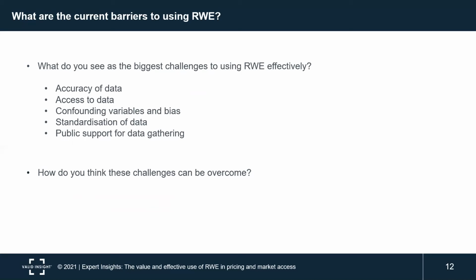Can we come to some practical conclusions here? Say, this is what I would trust from real world evidence. This is what I would not trust. This is what I need to see when I see real world evidence. This is what really makes me distrust the data. Who would like to start on that one?